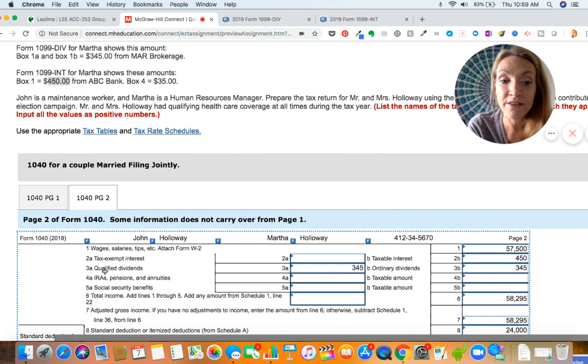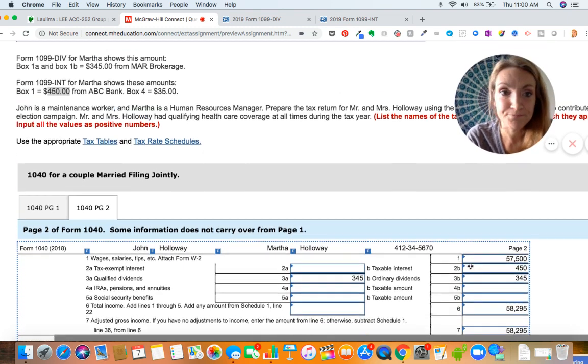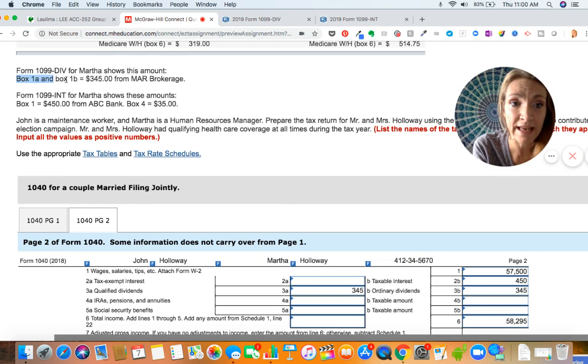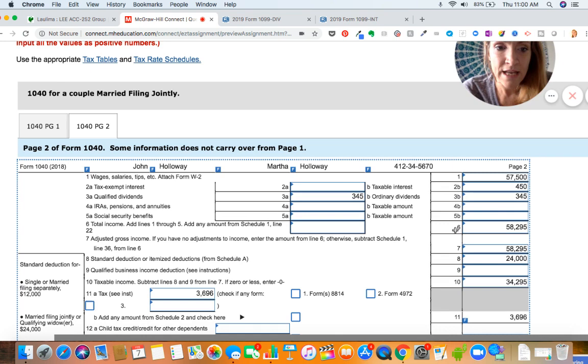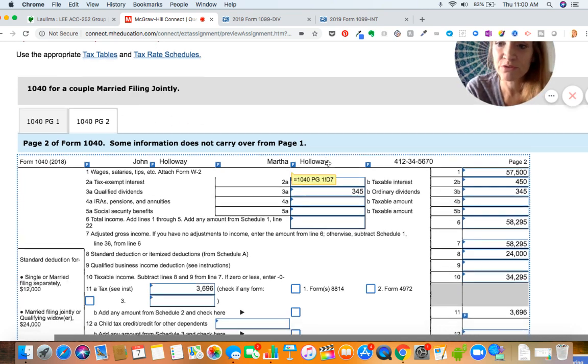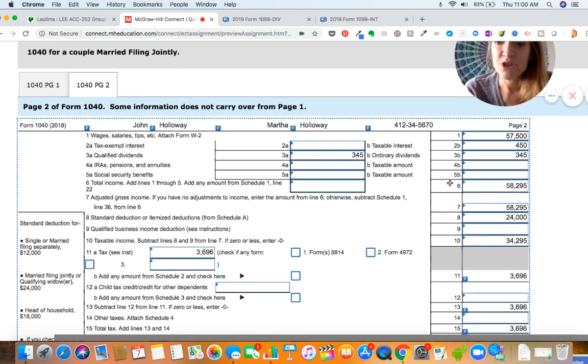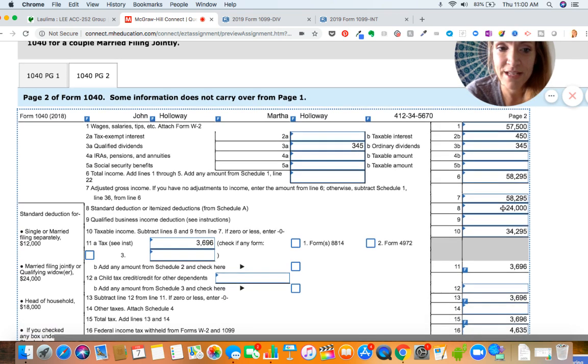Then down here we have line 3, qualified dividends and ordinary dividends. So we have the same amount in both boxes because we said box 1A and 1B had that 345. Then we scroll down, line 6 is adding these. We don't have any other schedules, so there's no schedule 1. We just add the total on line 6. And then line 7 is line 6 minus any deductions on schedule 1. So we have the same number coming down here.